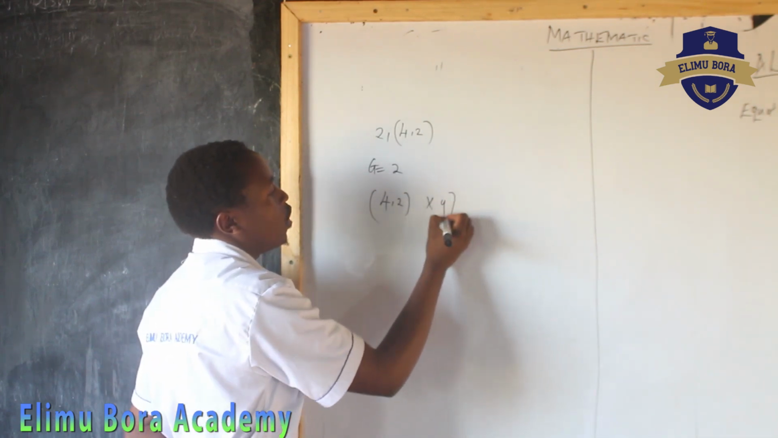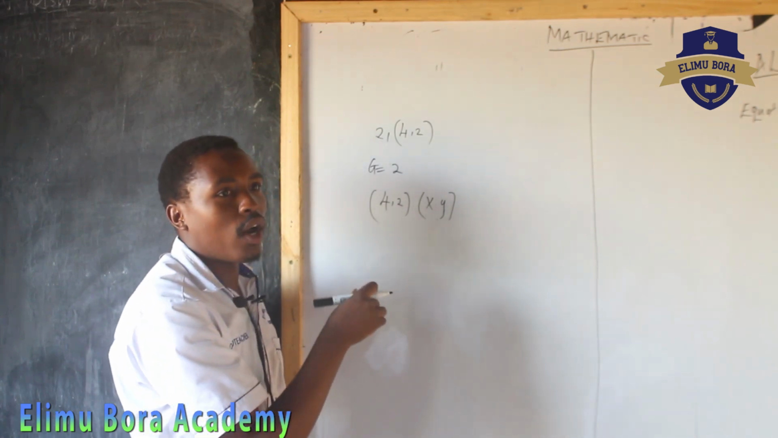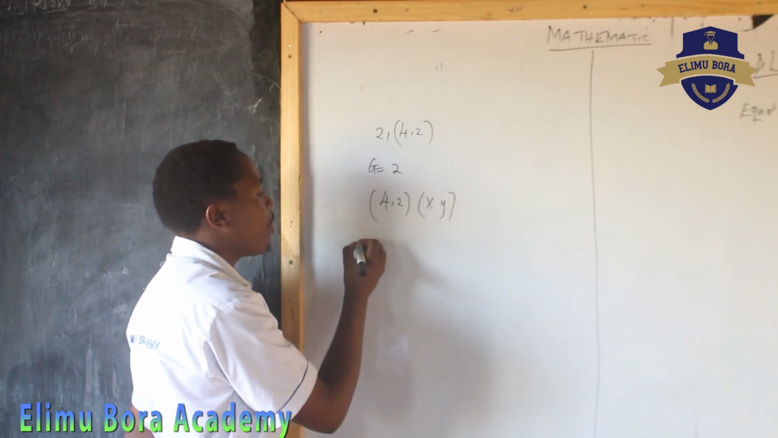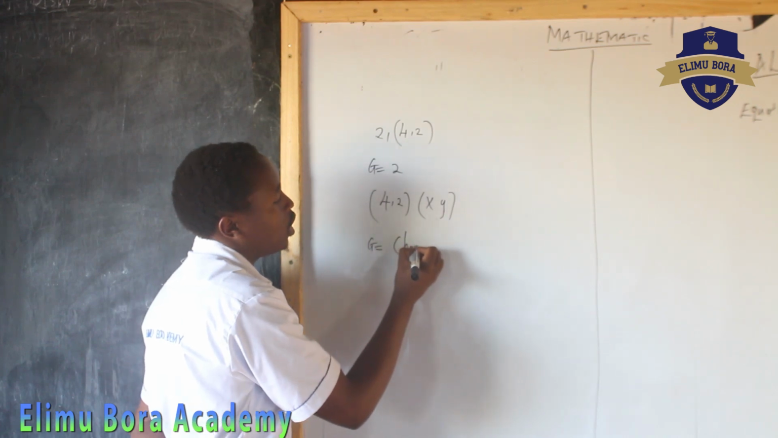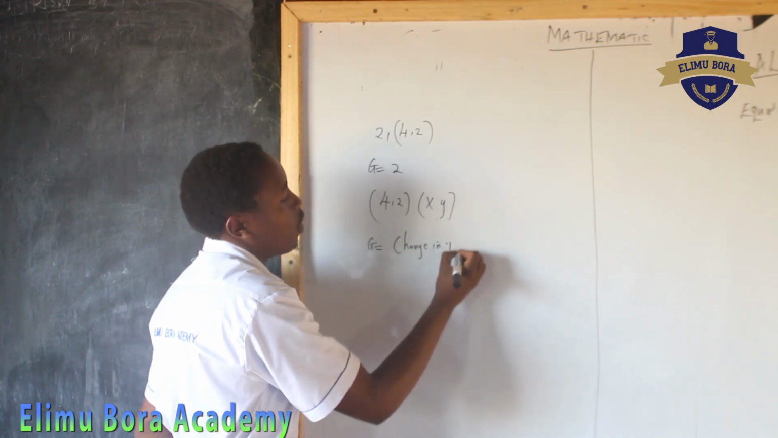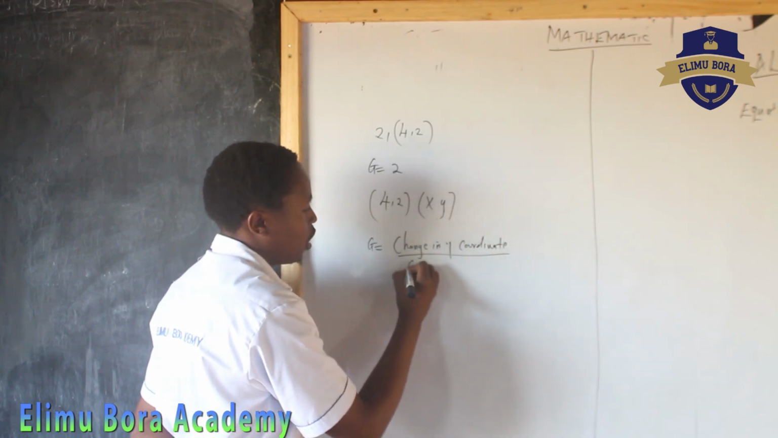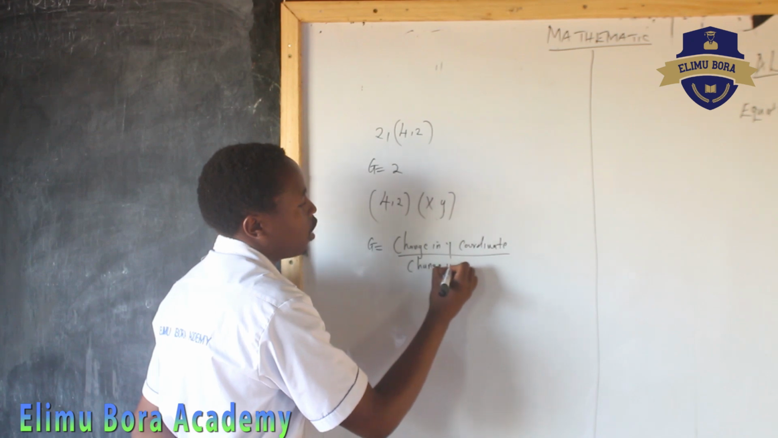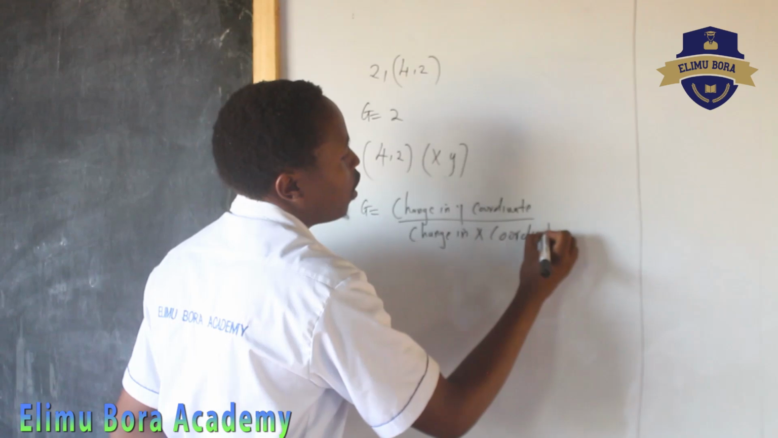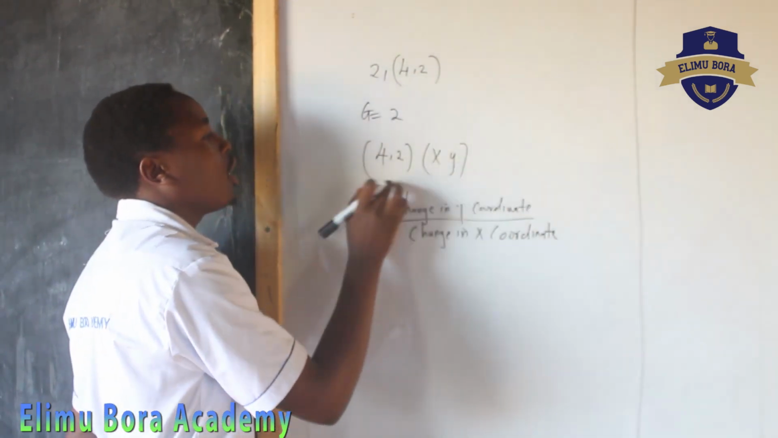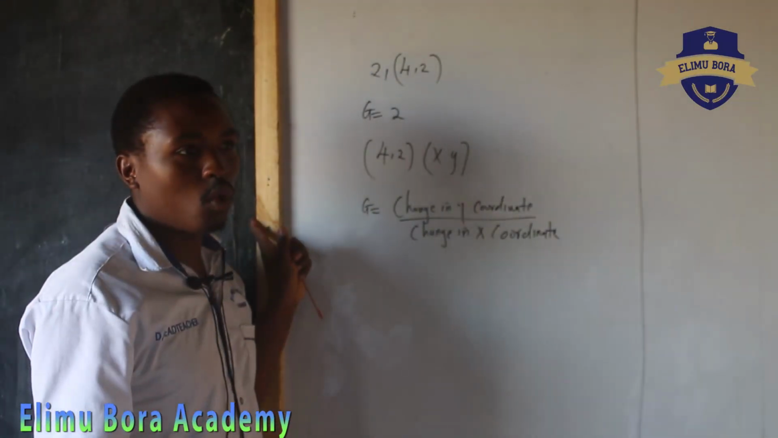X and Y. So after having this one, you will be able to come in and look for the formula of the gradient, isn't it? Whereby we know if you want to get the gradient, it is what, class? Change in Y coordinates, we divide by the change in X coordinate. So these coordinates, this 4, 2 and x, y, will be able to help us get the equation that we want to look for.